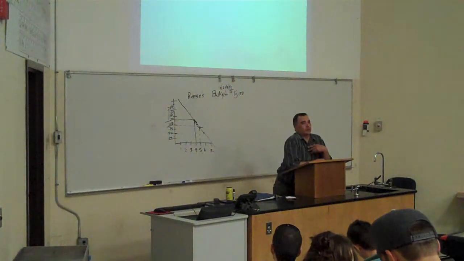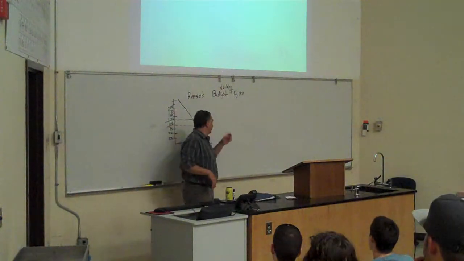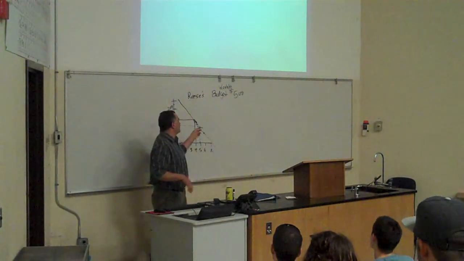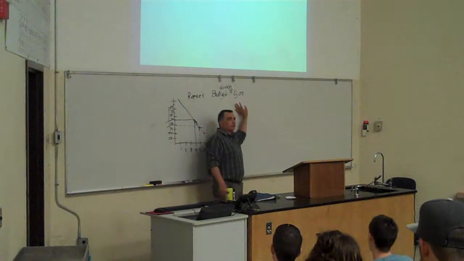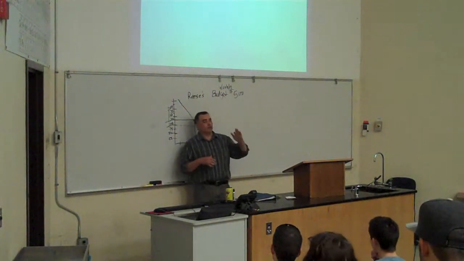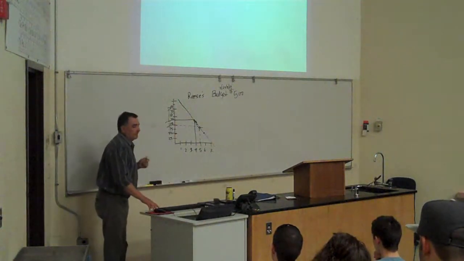So say the Surgeon General says Reese's are no good for you, too much saturated fat. So now instead of demanding five at a dollar or four at $1.25, I'm going to decrease my budget down to $2.50 because it's not as good for me as it used to be. So then my demand curve actually shifts. We're going to talk about that in a second.